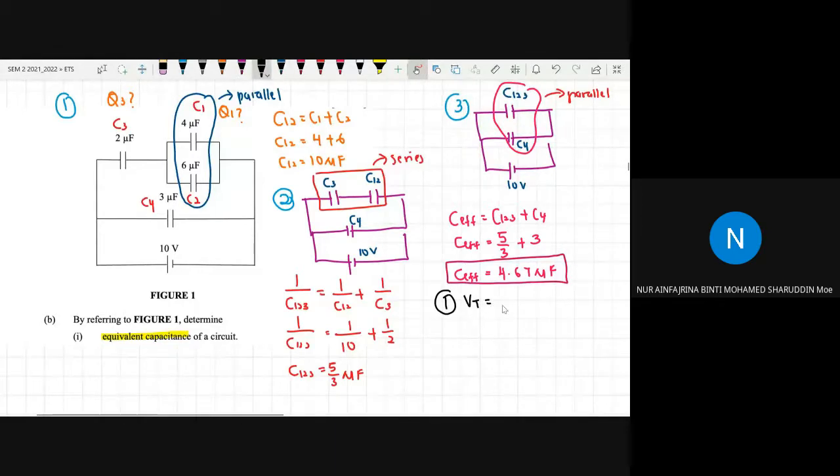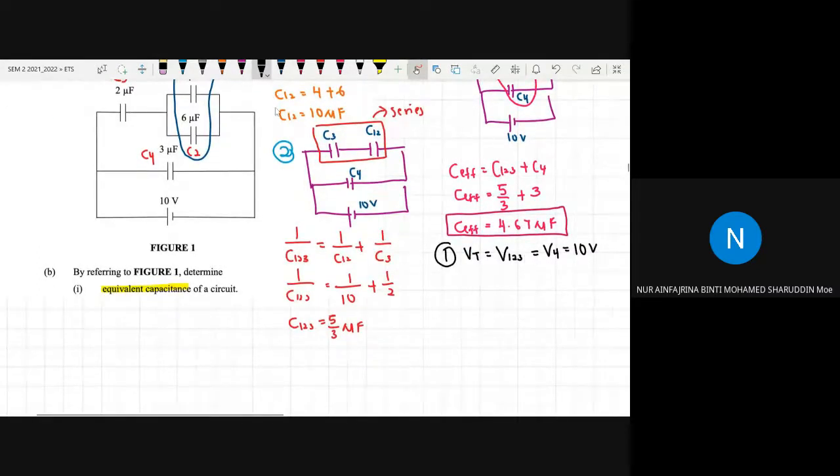So your total voltage, the one in black, will be equal to the voltage of capacitor 1, 2, 3 and also equal to the voltage of 4, which is 10 volt. Okay, 10 volt, so let it be. Now Miss wants to ask you all: after it is parallel, it becomes series, right? From V1 to 3 here, can Miss find charge 1, 2, 3? Can I?